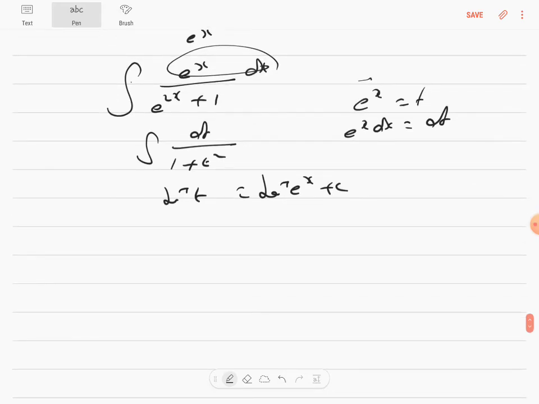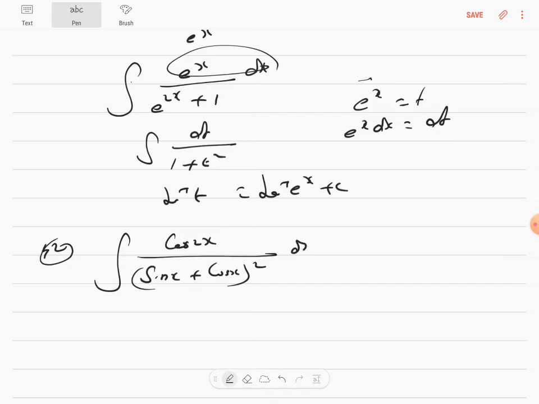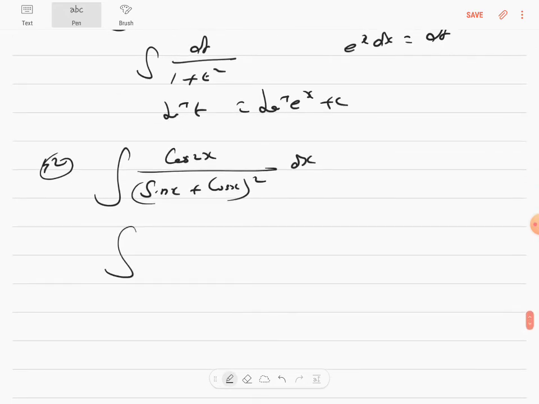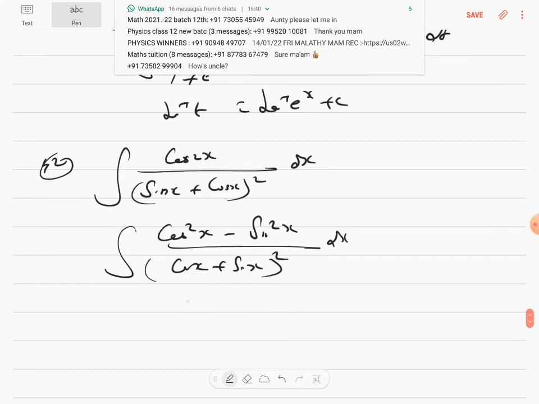So next question is 42nd question, which is cos 2x by a sin x plus b cos x the whole square into dx. As soon as you see cos 2x, you can write it as cos square x minus sin square x by a cos x plus b sin x the whole square, which is a square minus b square.